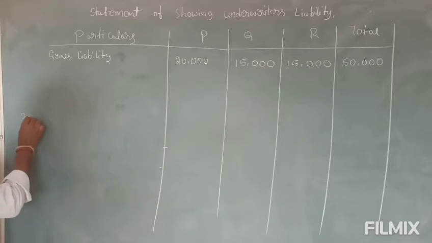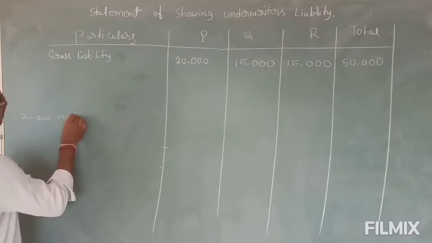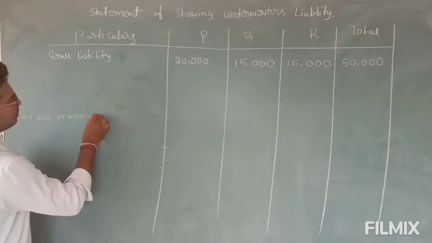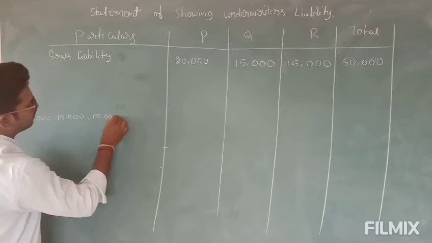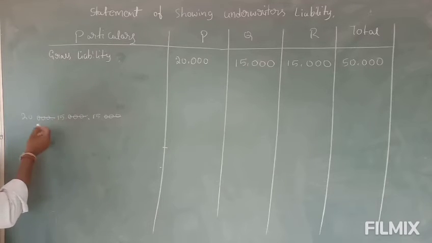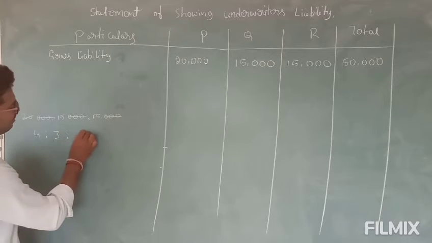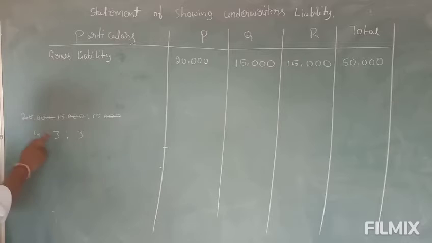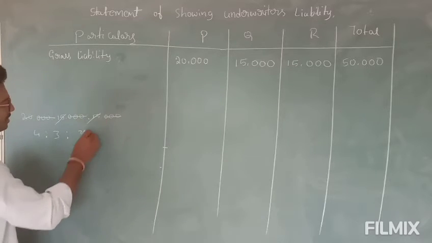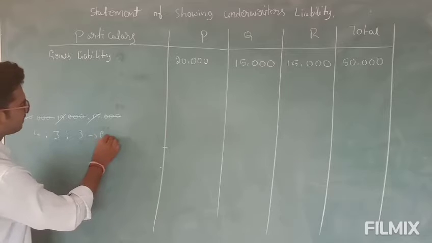That is, you can take 20,000 is to 15,000 is to again 15,000. 3 zeros, 3 zeros are common, so we are cancelling. So we can take 5 ones are 5, 5 fours are 20, 5 threes are 15, again 5 threes are 15. So 4 is to 3 is to 3 is the gross liability ratio.